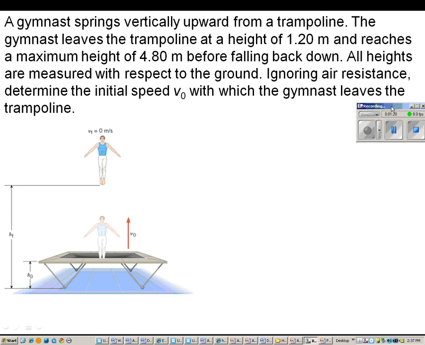All right, here's an example. A gymnast springs vertically upwards from a trampoline. The gymnast leaves the trampoline at a height of 1.2 meters and reaches a maximum height of 4.8 meters. So here's our 1.2 meters, here's our 4.8 meters before falling back down. All heights are measured with respect to the ground. Ignoring air resistance, determine the initial speed v0 with which the gymnast leaves the trampoline. So I'd like you to pause the video and see if you can figure that out. I'd like you to use the work kinetic energy theorem, because I know we can use other kinematics in this.